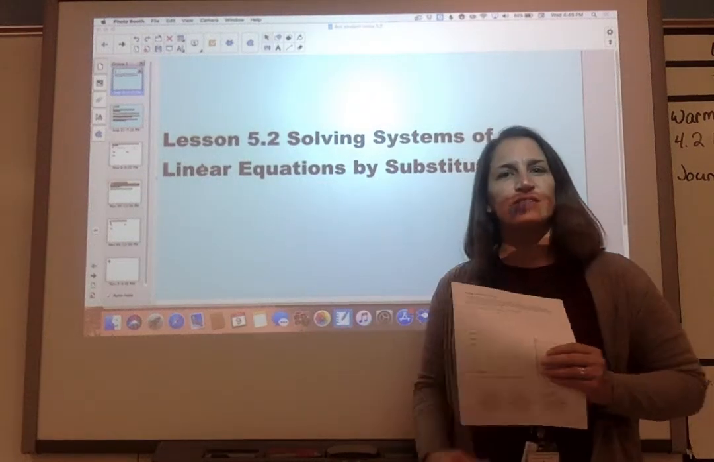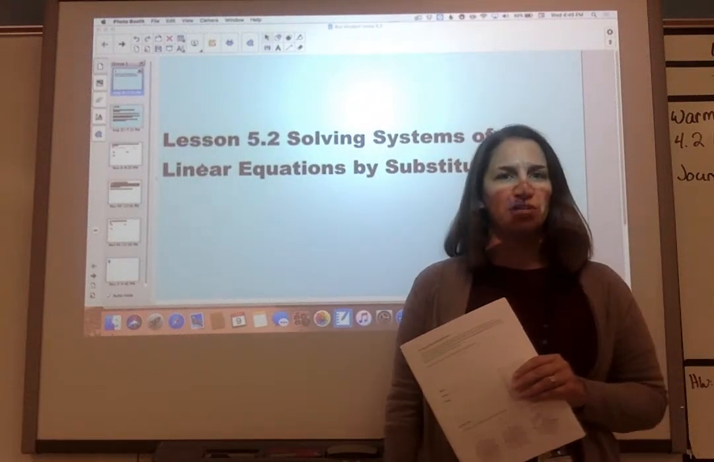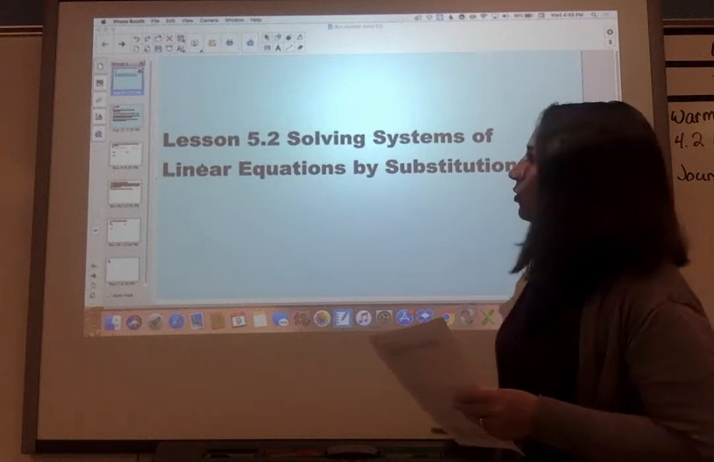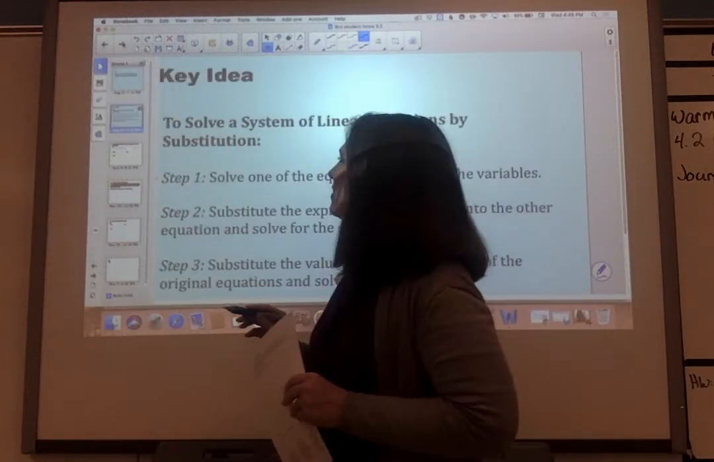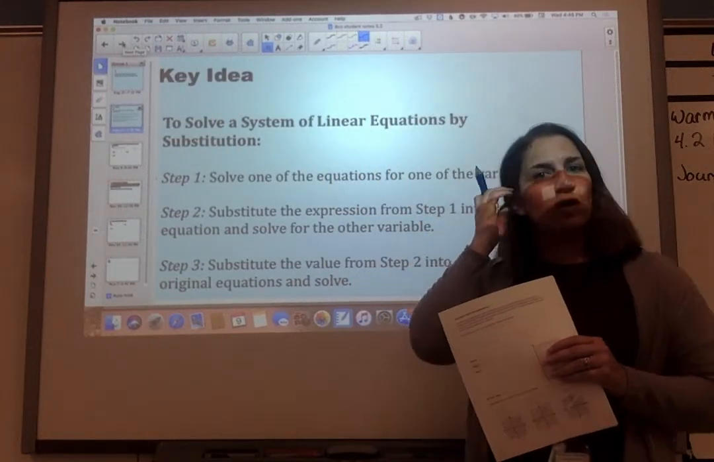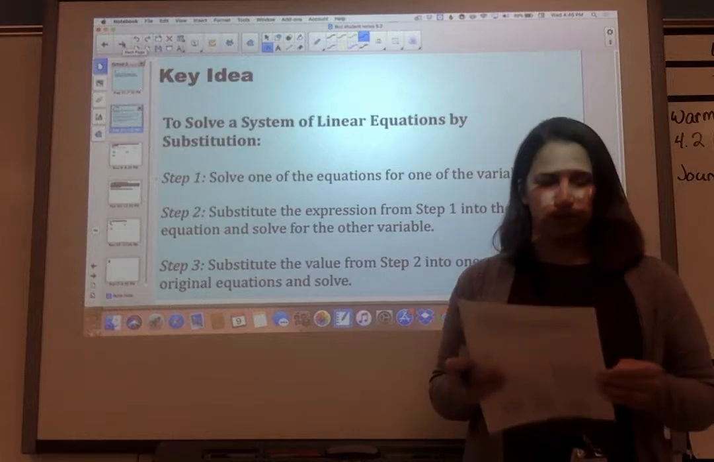Students, today's lesson is on solving systems of linear equations by substitution. So let's start with a key idea, and this will be our steps to solve equations using substitution.